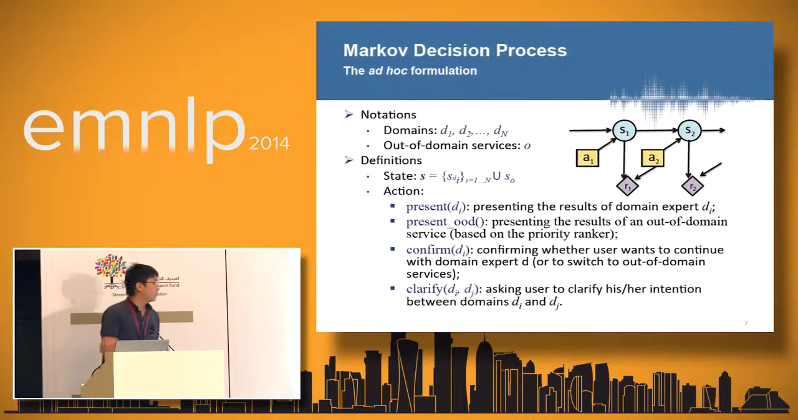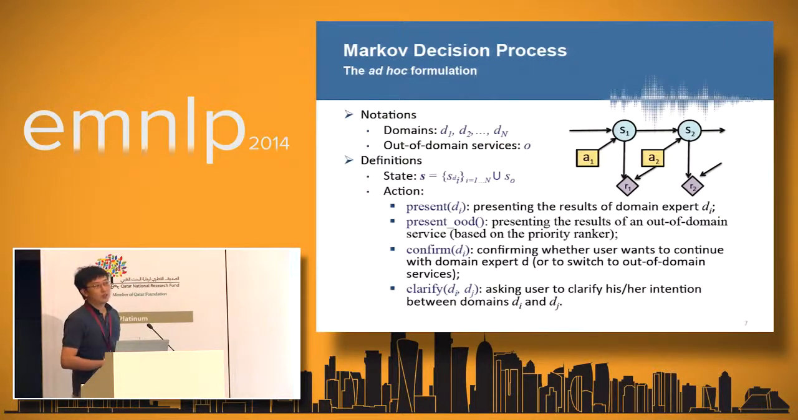So you can imagine for system state, in our case, it will be all the states of all the domain experts and the out-of-domain services. All right. And for action, what actions can we define here? Basically, we have four types of actions. Firstly, present means we present a domain expert's result to the user. Or present OOD means we give the results from the out-of-domain services to the user.